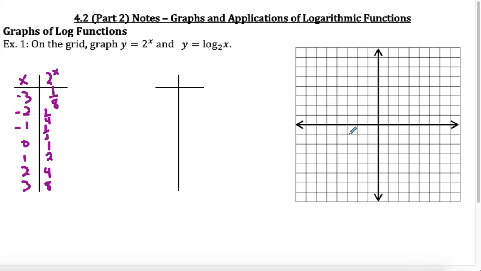So if we plot those, -3, 1/8, -2, 1/4, -1, 1/2, 0, 1, 1, 2, 2, 4, and 3, 8, we get our function that looks like this.